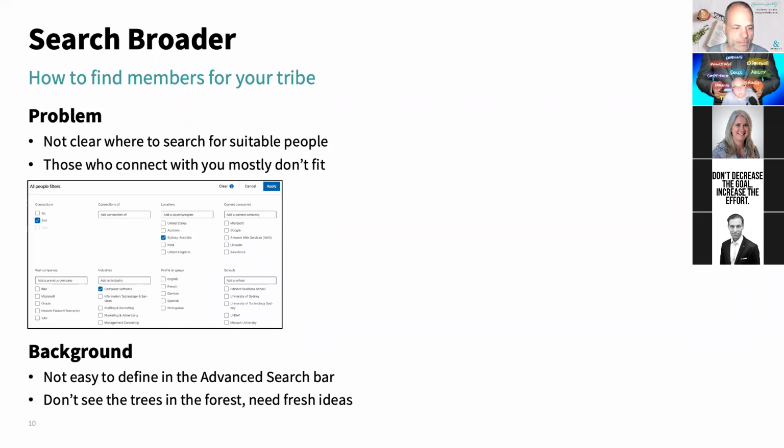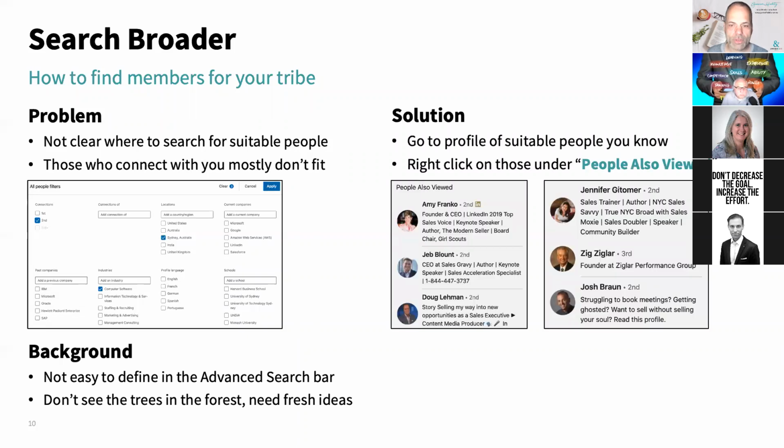When you have done that, and you don't find everything in the advanced search, and you need fresh ideas because you can't see the forest for the trees anymore, then look on the right-hand side of a profile where it says "People also viewed." That typically gives you 10 people. Six of them might not be your connections, four are your connections, to get an idea of who they are.